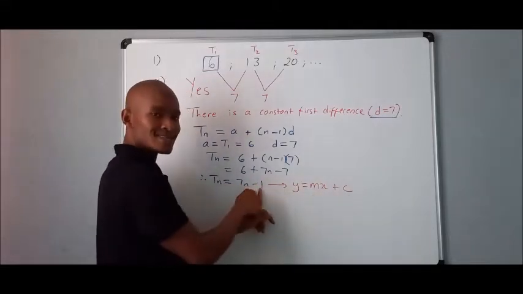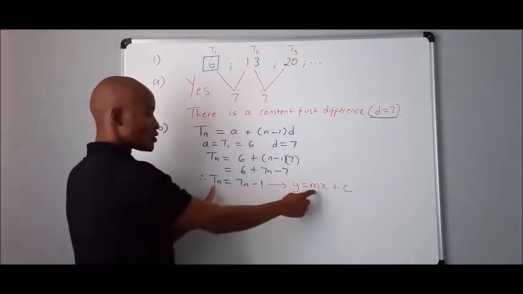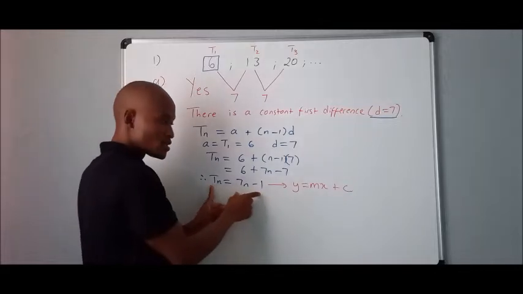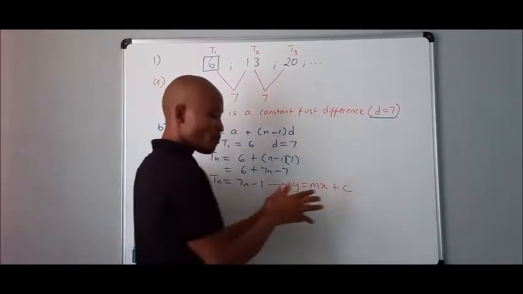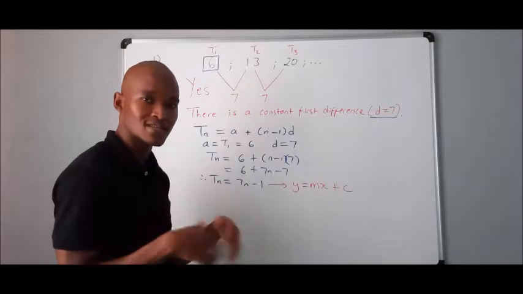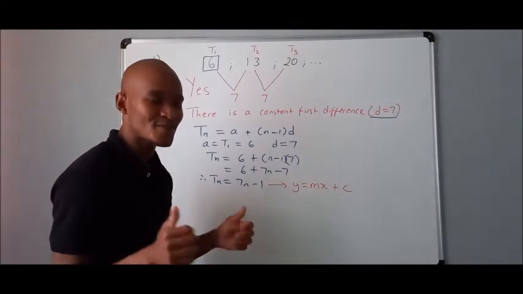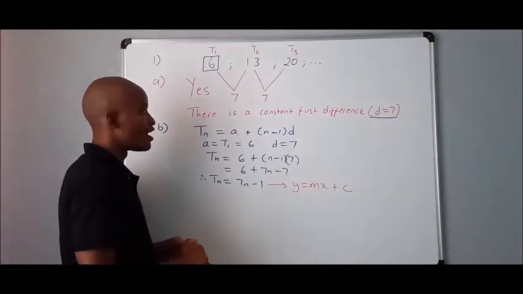The y-intercept is negative 7. So here we're just dealing with what? Sequences. Here it is functions. But the concept mathematically is the same. Okay, so I believe you're with me there and you are following.